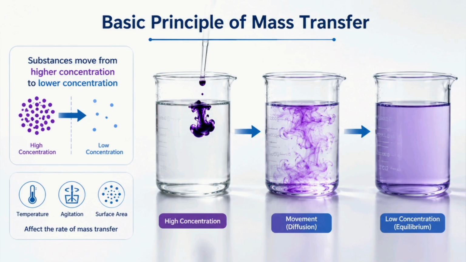Temperature, pressure, surface area, and agitation affect the rate of mass transfer. Higher temperature increases molecular motion and speeds up the transfer. Stirring also increases the transfer rate. These principles help pharmaceutical industries optimize production.